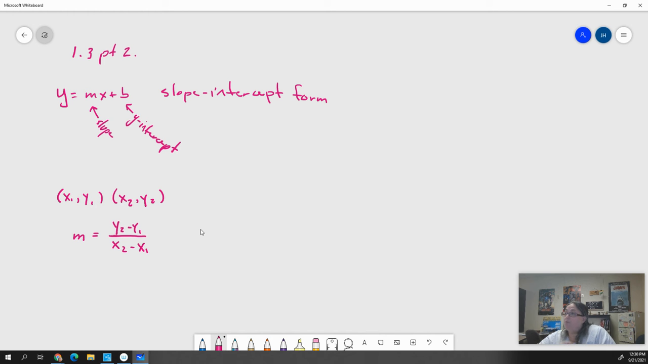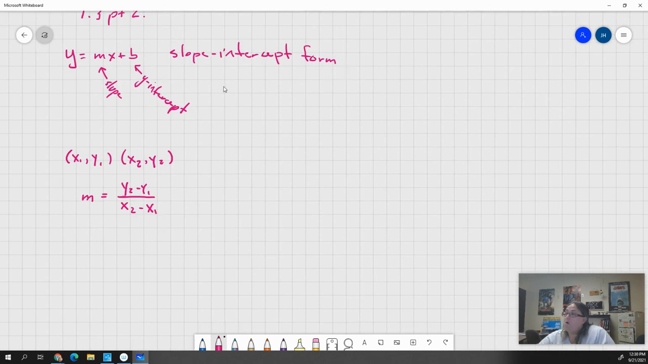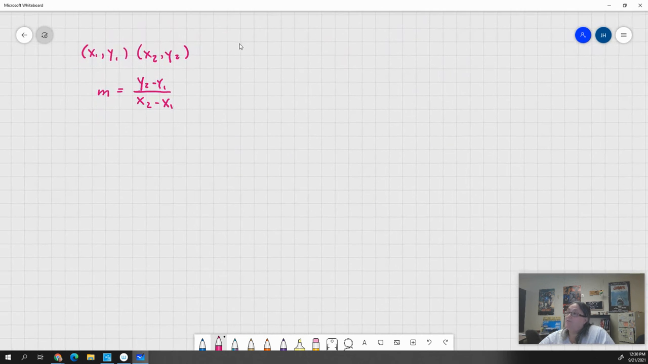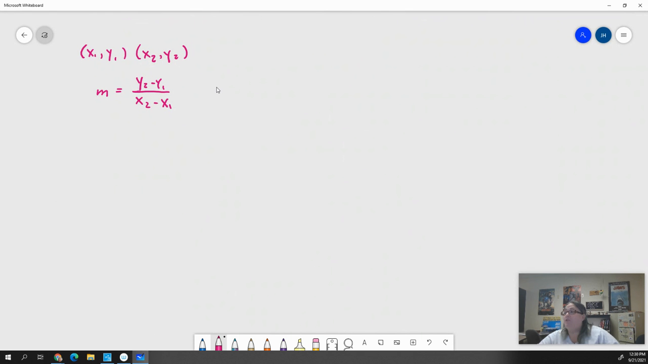What we're going to do is use formulas to get into slope-intercept form from 2 points. The formula that we'll use to do that is what we call the point-slope formula. Now, if the slope-intercept formula has a slope and an intercept, the point-slope formula has a point and a slope, right?